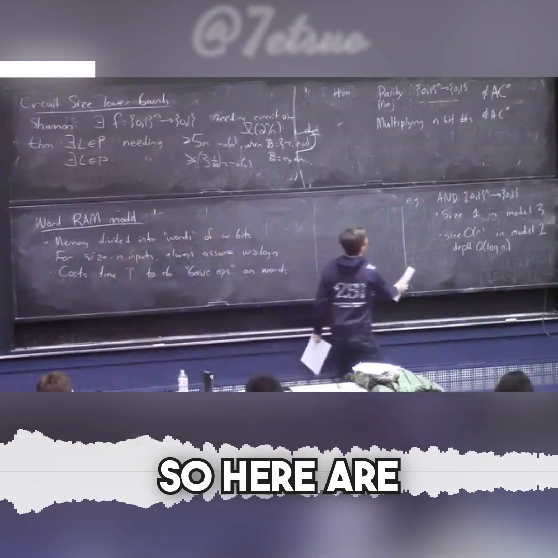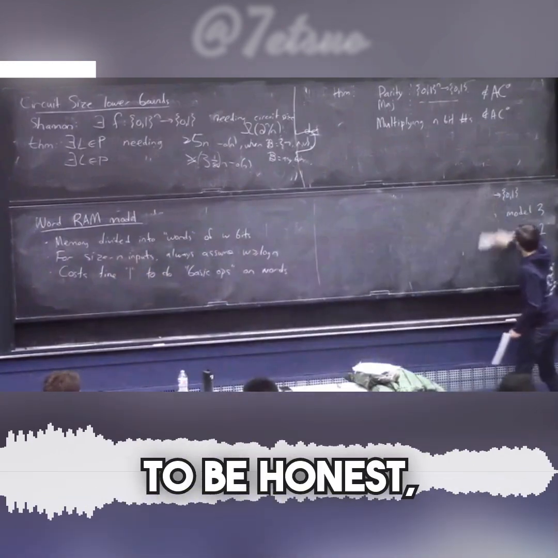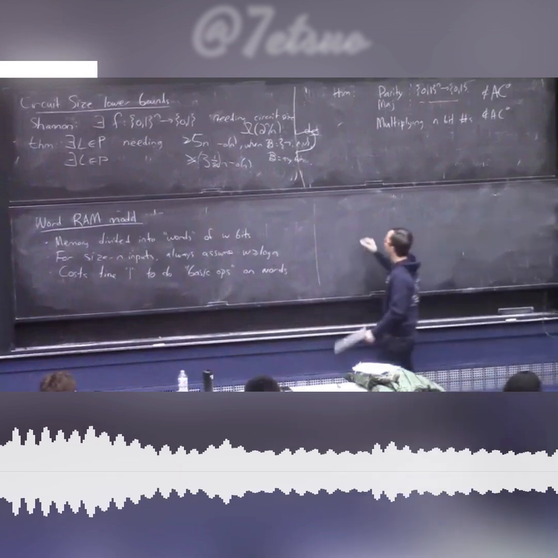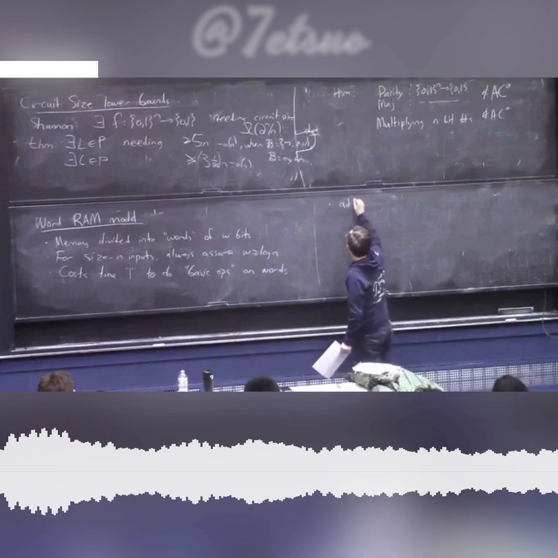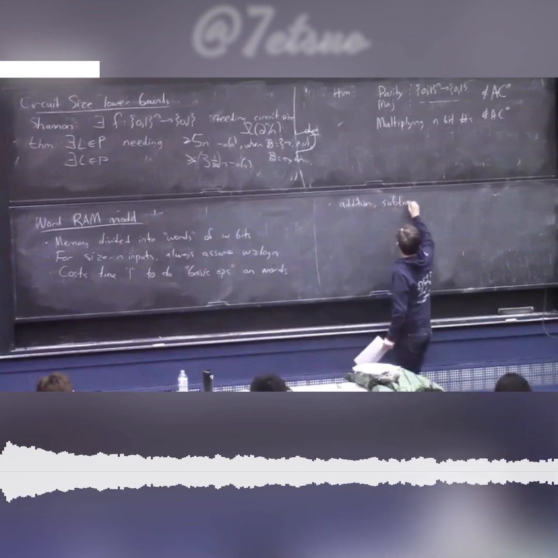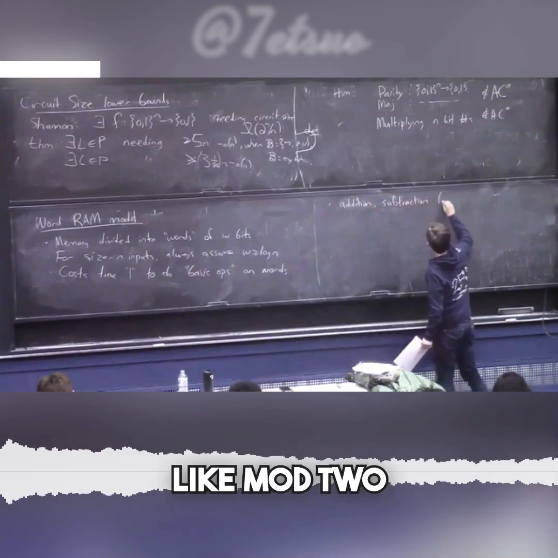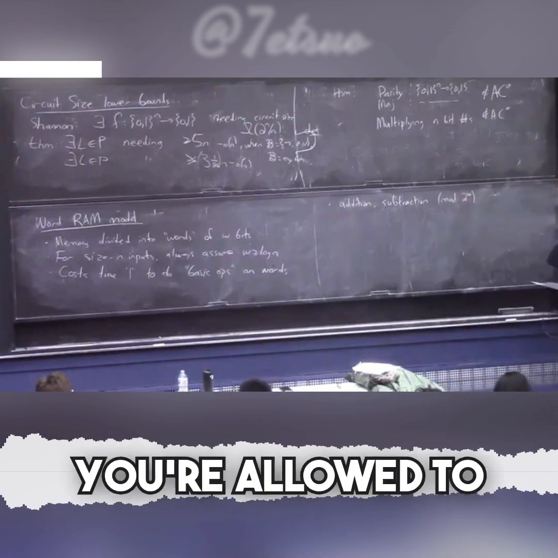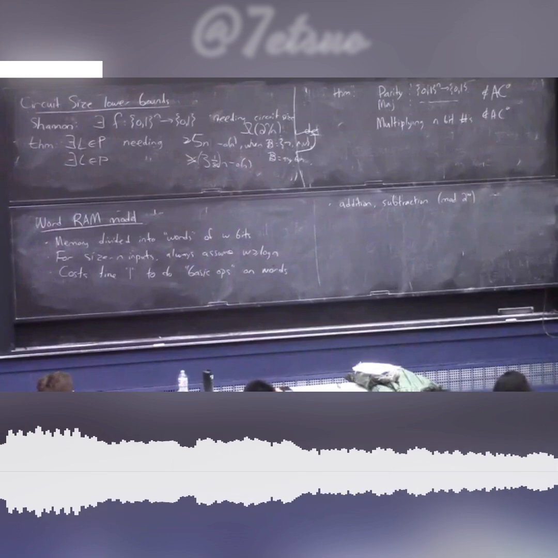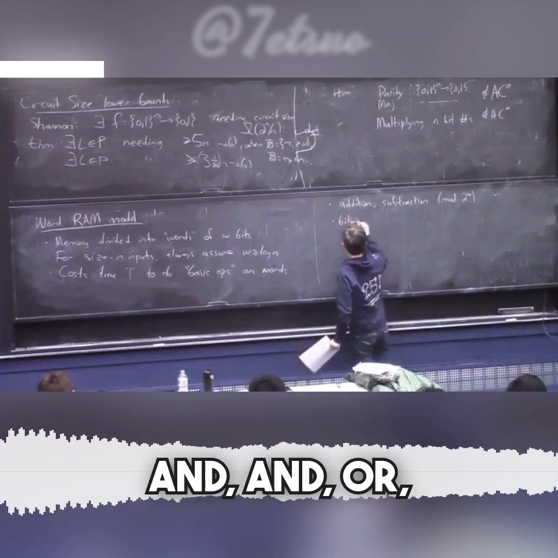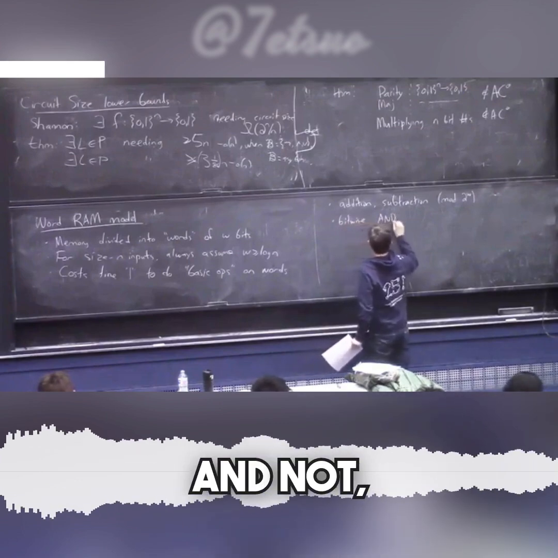So here are, to be honest, all the basic operations: addition and subtraction. These are usually mod 2 to the W. You're allowed to do that in time 1. Bitwise AND, OR, and NOT.